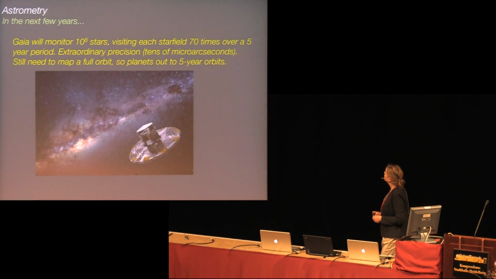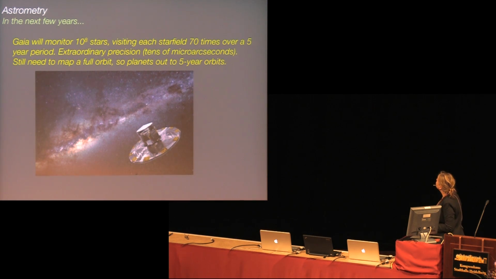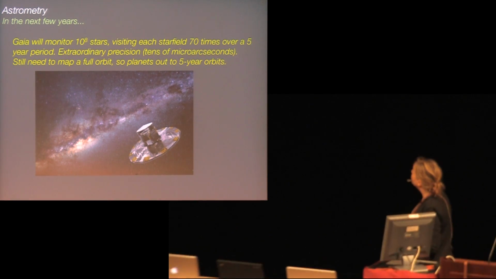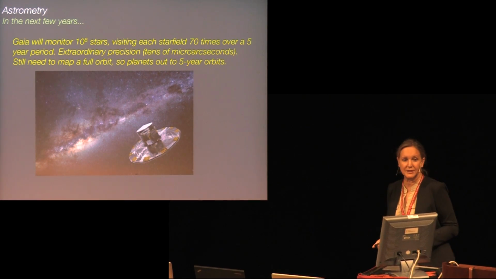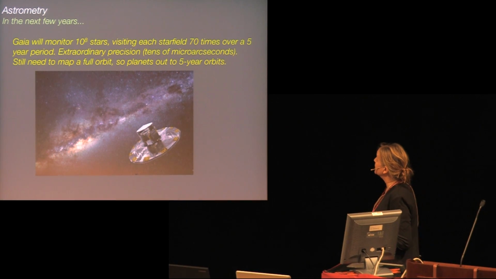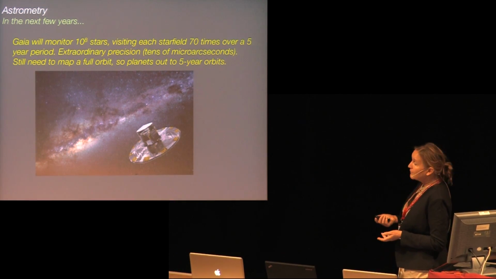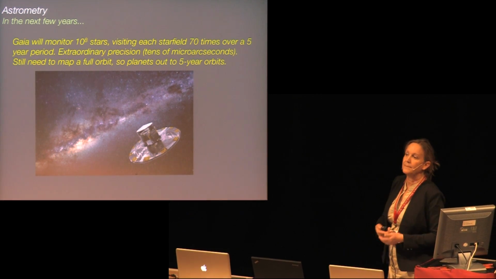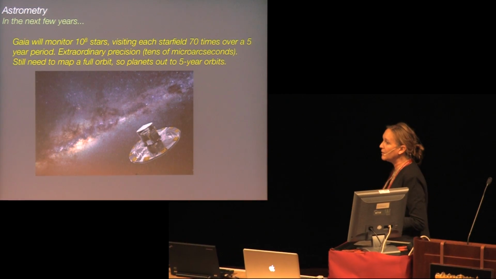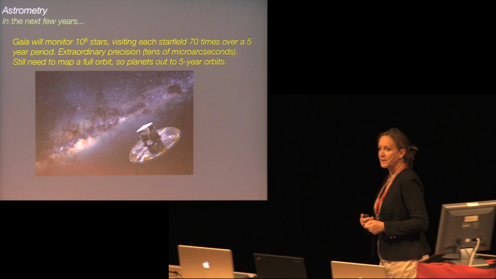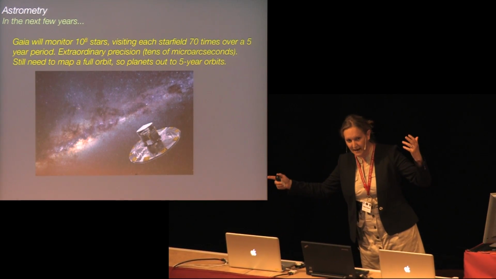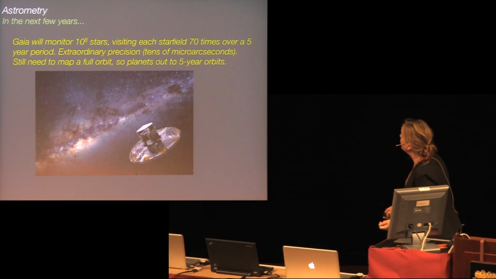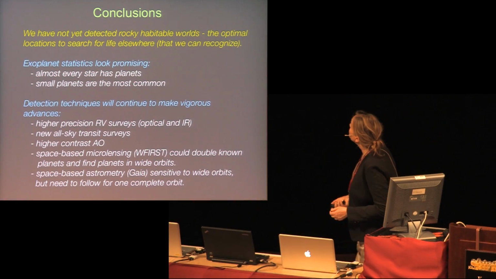So the launch of SIM would have been fantastic, but we're really looking forward to the launch of Gaia. Gaia is going to monitor 1,000 million stars. It's going to visit each star field something like 70 times over a 5-year period. It'll have extraordinary precision, tens of micro arc seconds. It'll still need to map out a full orbit, so if it's a 5-year lifetime, they'll get out to something like 5-year periods, and I'm sure there will be people in the audience who will say, but sometimes we can get a little bit longer. I agree, but just as a benchmark.